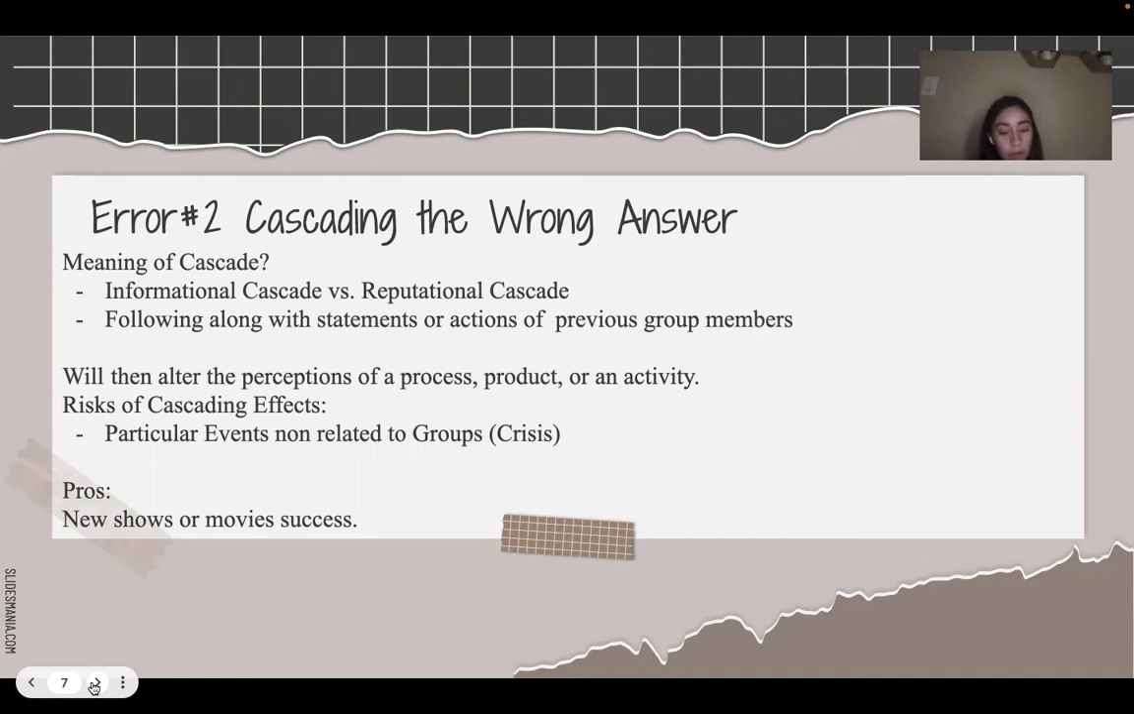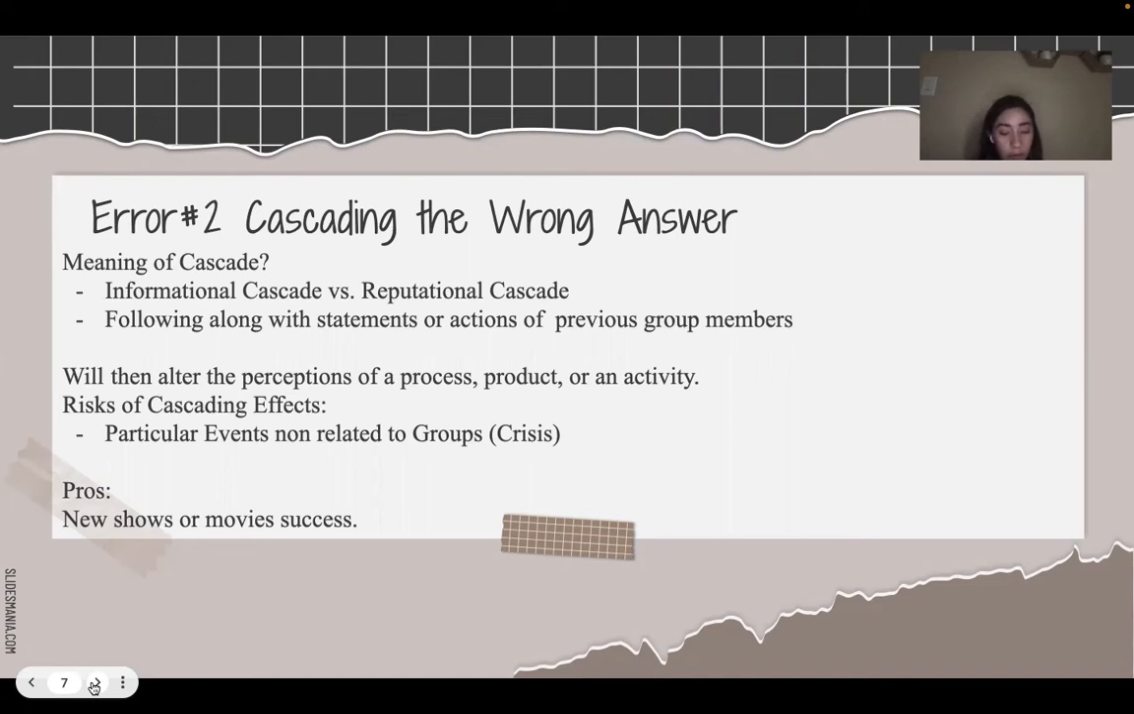Cascade effects in groups typically means that the group members follow along with statements or actions of previous group members to avoid any judgment or questioning of why they agree differently. Cascade effects do alter perceptions of a process or product of an activity, and we see that with these two examples.